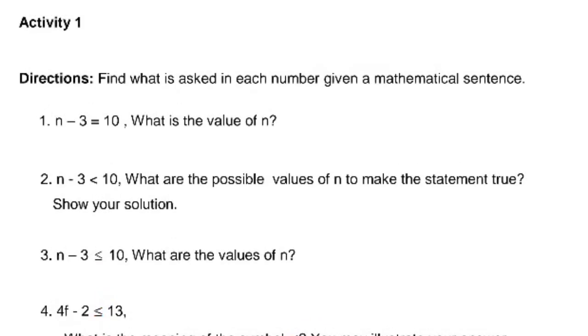For example, in number 1, n minus 3 equals 10, you're going to transpose negative 3 to the right side, so it will become positive 3. So you're going to have n equals 10 plus 3, so the value of n is equal to 13.